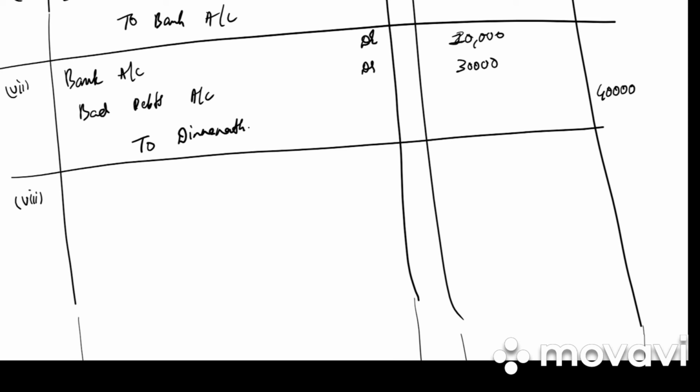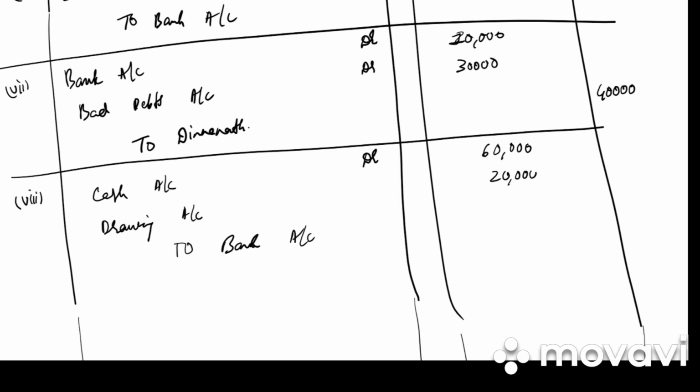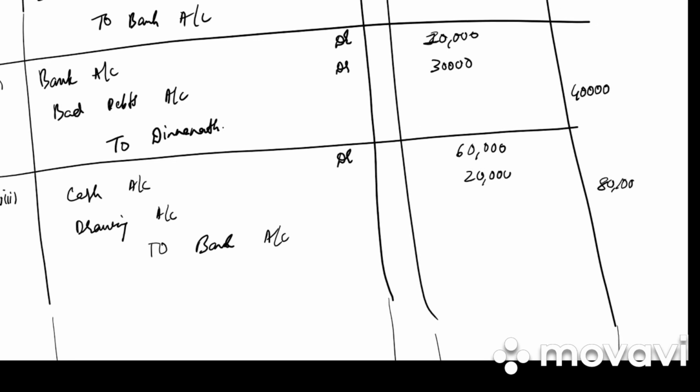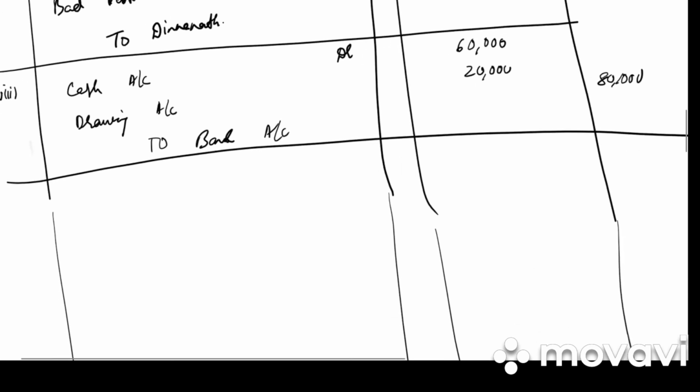Next we have withdrew from bank for office and personal use. Cash account debited. Drawings account debited to bank account. 60,000 cash, 20,000 for personal use. Total withdrawings is 80,000. Write down the narration. Amount withdrawn from bank, for office use and personal use.